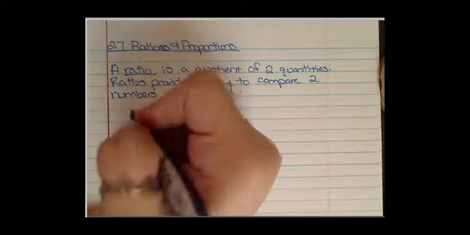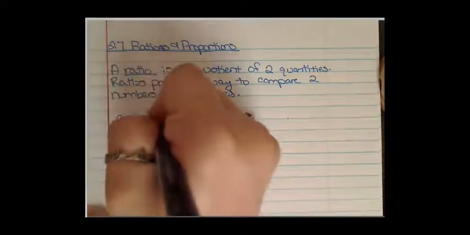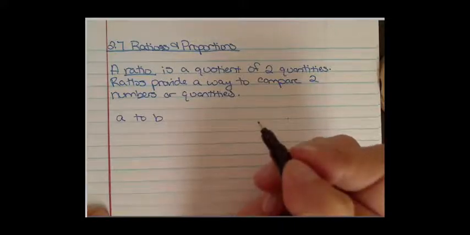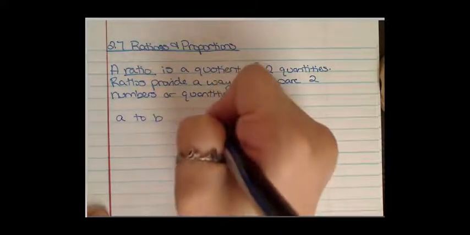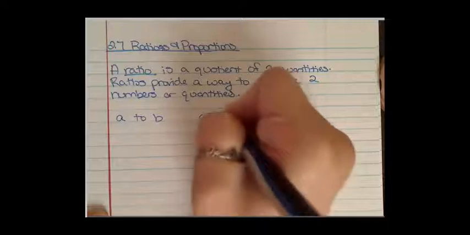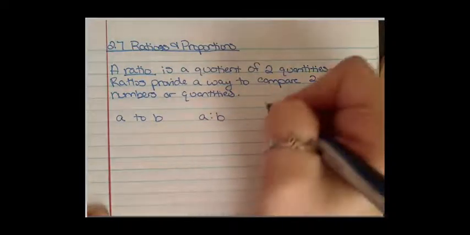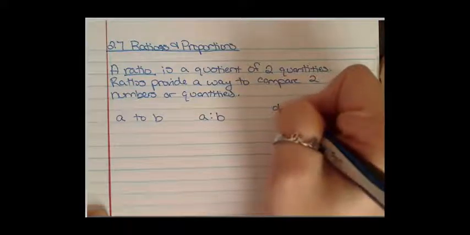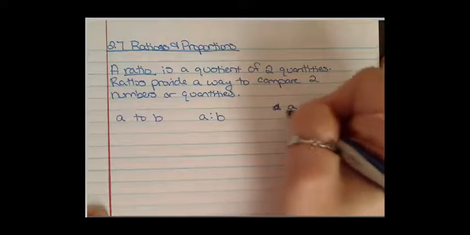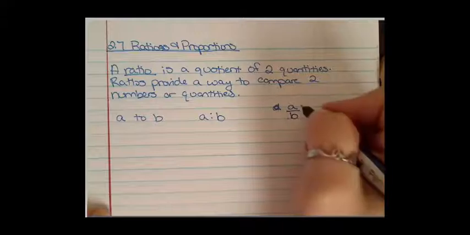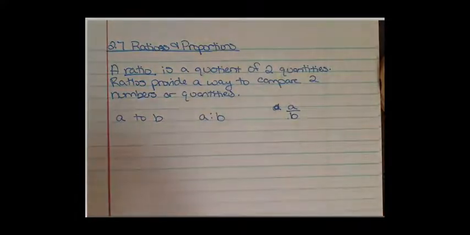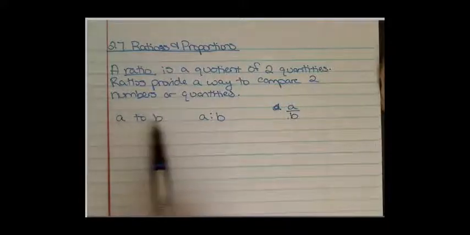There are three different ways you're going to see ratios. You'll see it as A compared to B with the word "to" spelled out, or you'll see it as A, colon, B, which is also A compared to B, or more commonly you're going to see it written as a fraction, A over B. Those are the three ways you're going to see a ratio written. So you're going to have some number compared to some other number.